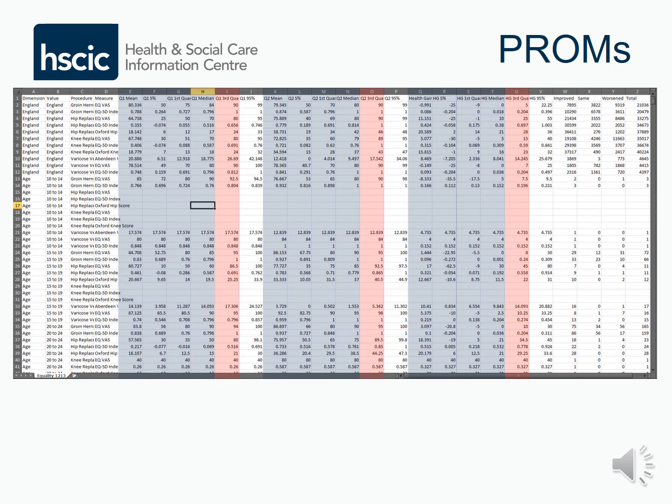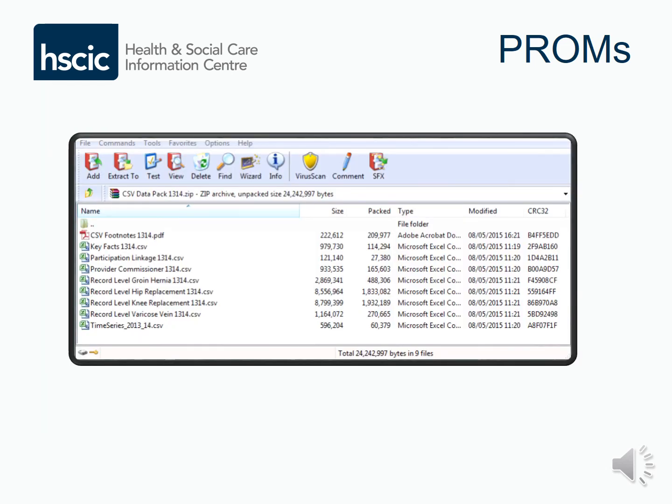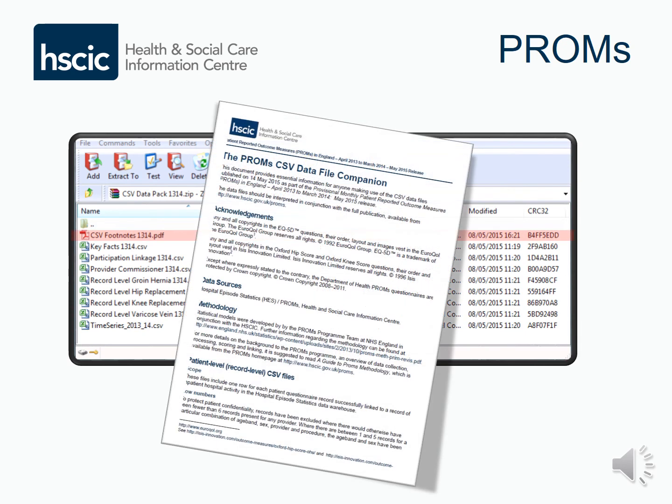The third quartile is the 75th percentile. This means that 75% of scores are below this value. 95% is 95% of scores below this value. There are also counts of patients who stayed the same or worsened. Finally, there is a PDF file that contains footnotes to help understand and interpret the data in the CSV Datapack.